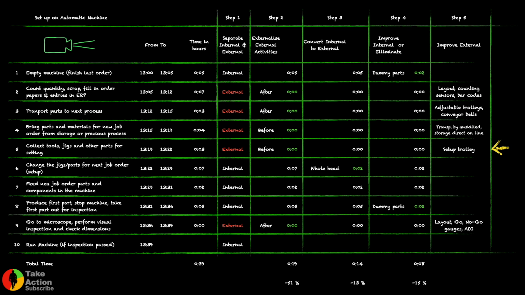Activity number 5 is to collect the jigs, fixtures or other tools for the setup time. Typically, this can be optimized by a setup trolley. I have seen that mostly in one process where you have 4 to 7 or 8 machines, we need 1 to 2 setup trolleys, and whenever the next setup is due, the operators bring the trolley where all the tools and all the parts are available. No need to search for anything.